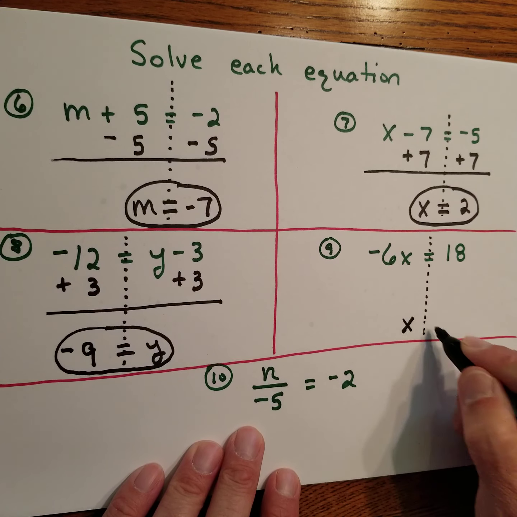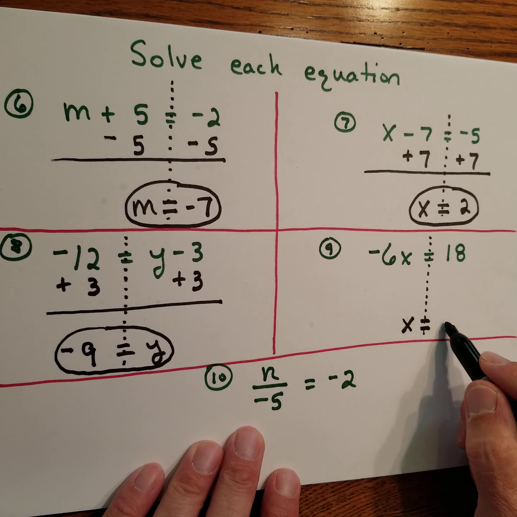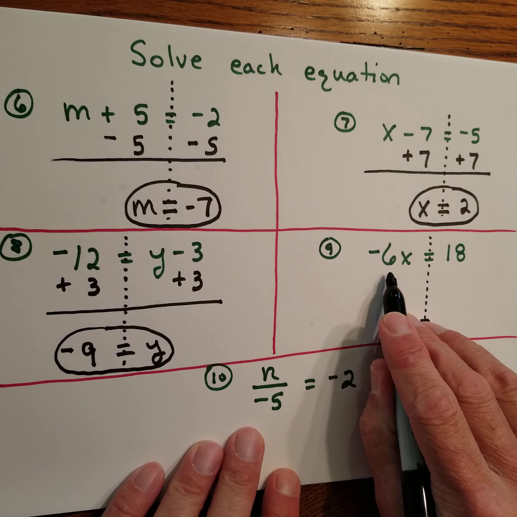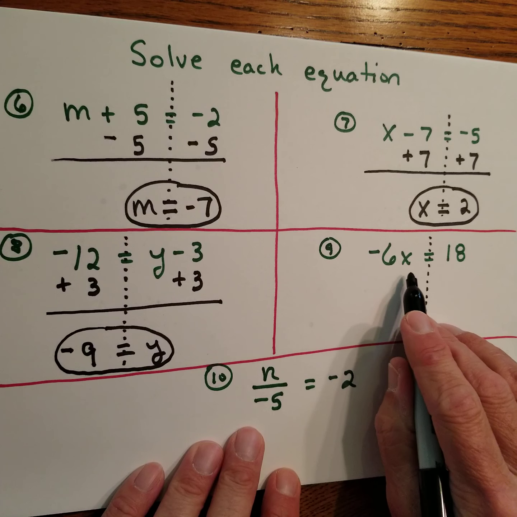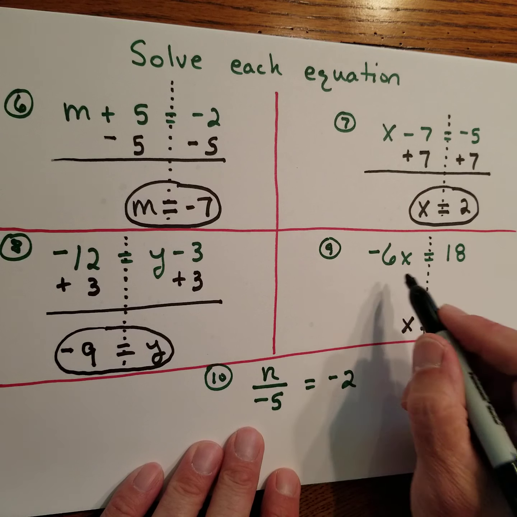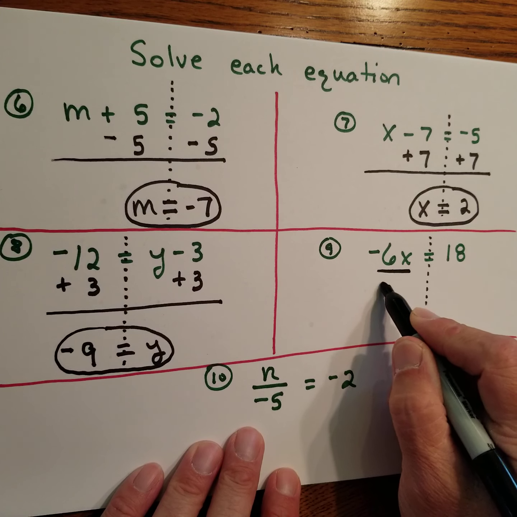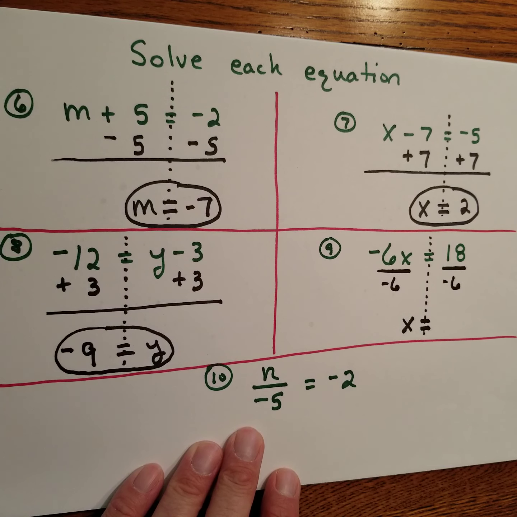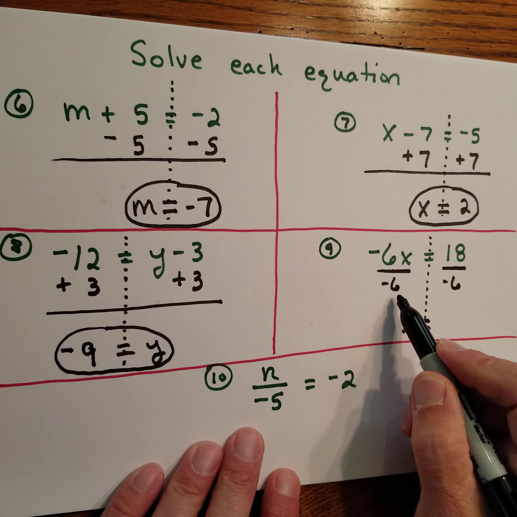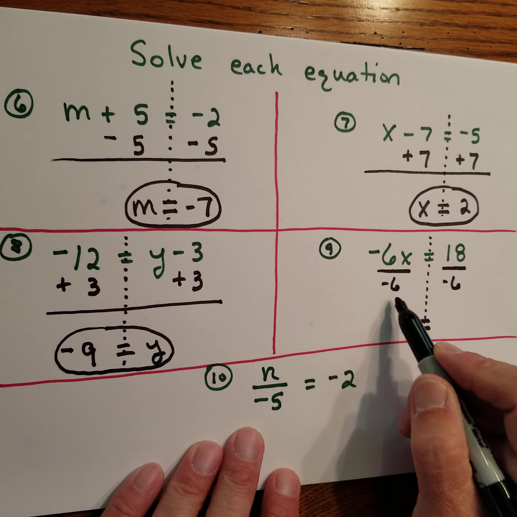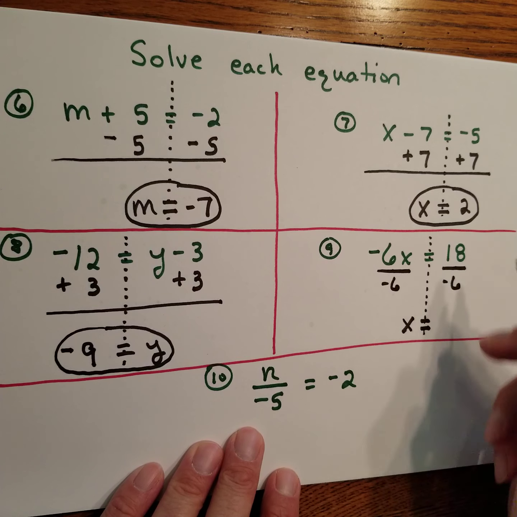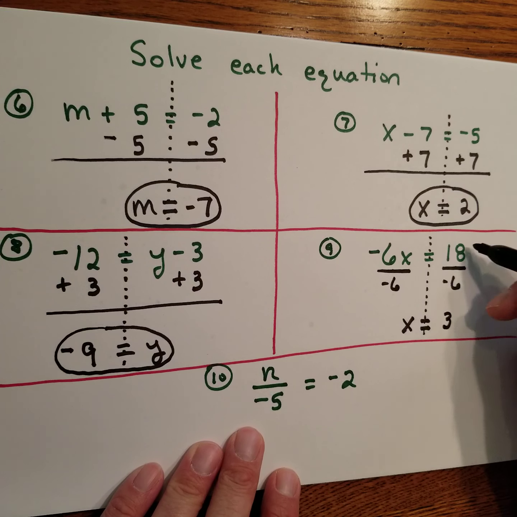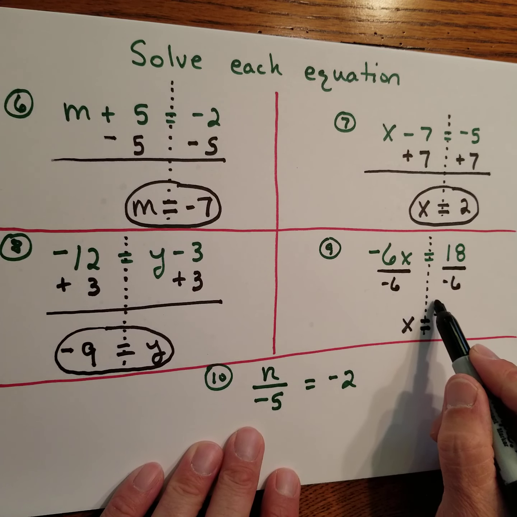For number 9, I'd like to have x on one side, the answer on the other. To get x by itself, this -6 must leave. The -6 and the x are being multiplied, and the inverse of multiplication is division. We'll divide both sides by -6. That way, -6 divided by itself is 1, and 1 times x goes there. 18 divided by 6 is 3, and when I divide with one negative, my answer is negative.